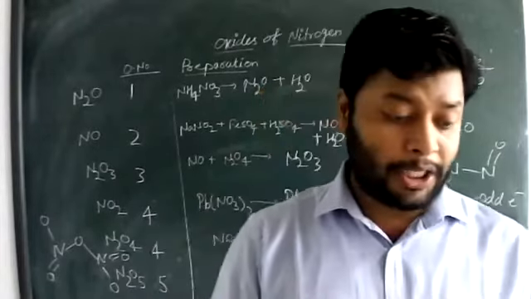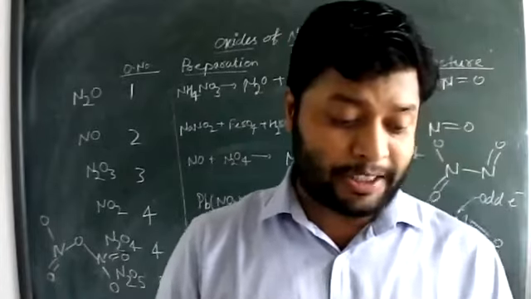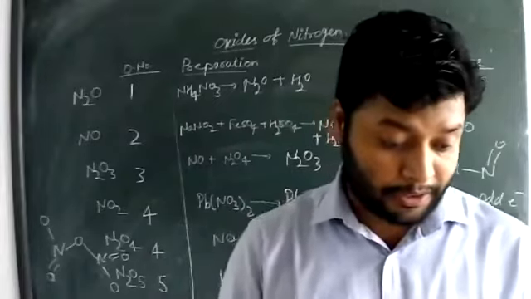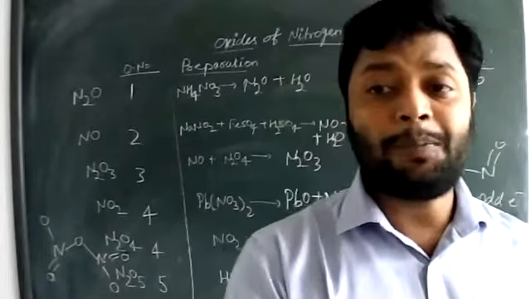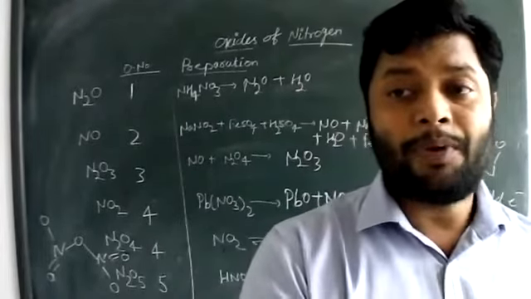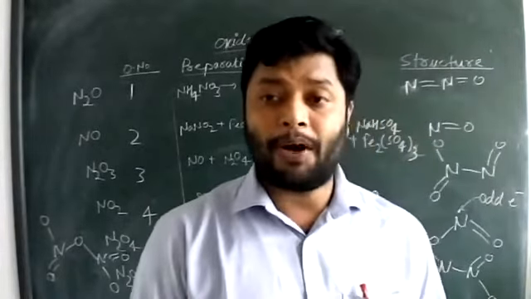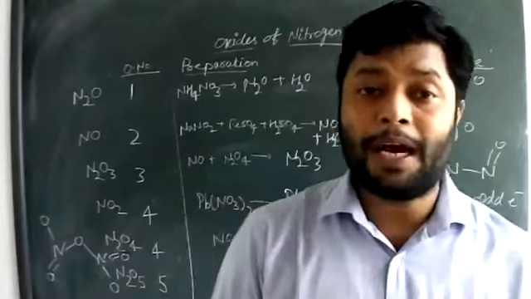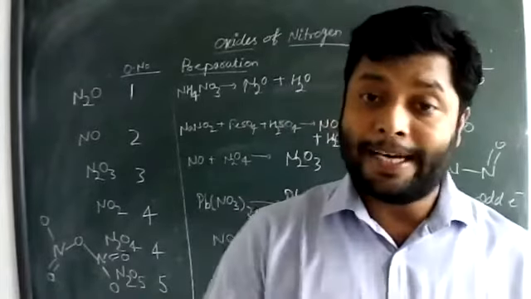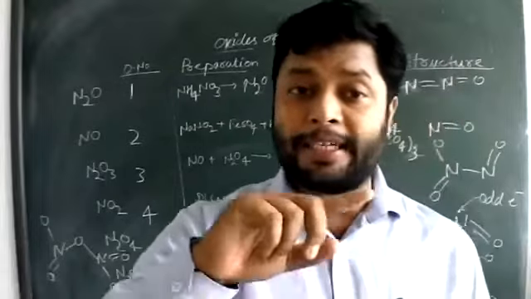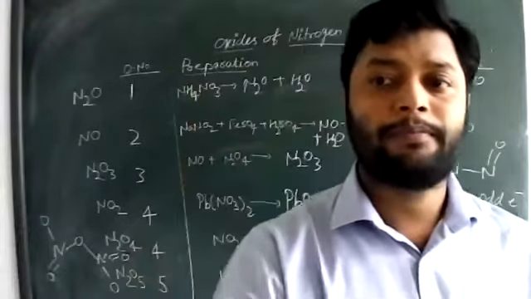Why does R3P=O exist, but R3N=O does not? Because phosphorus can form 5 bonds because of the availability of d orbitals. Nitrogen doesn't have d orbitals available, so its covalency cannot exceed 4.